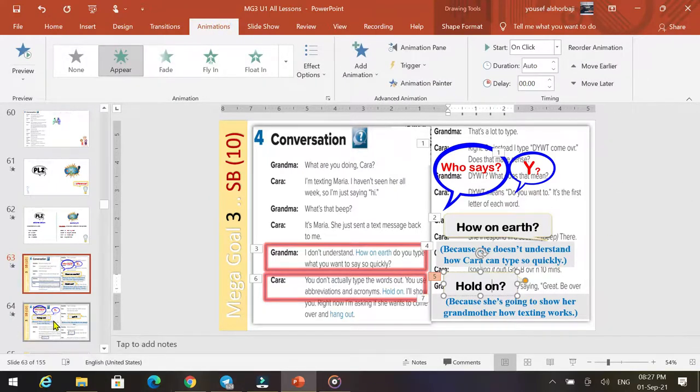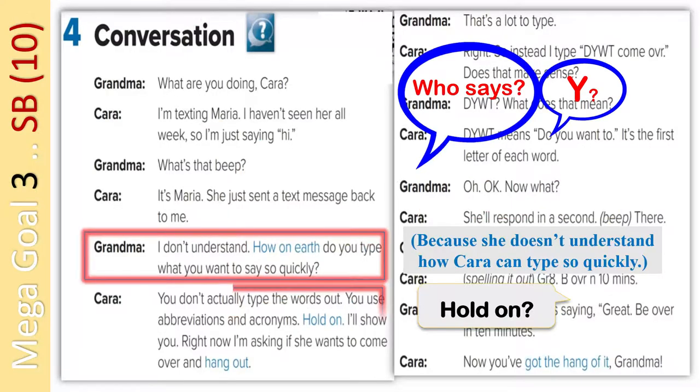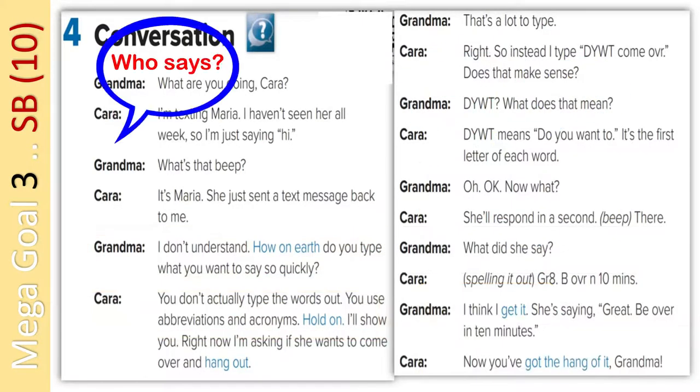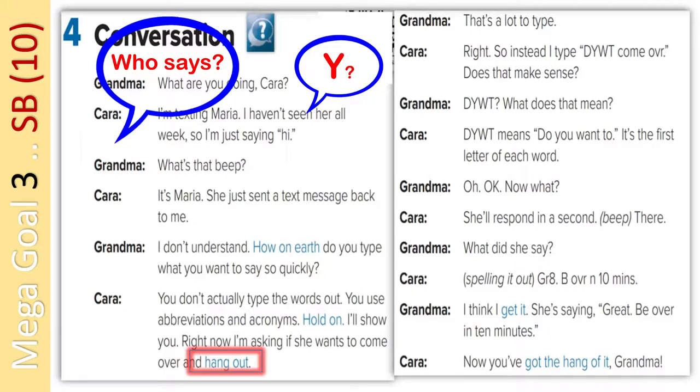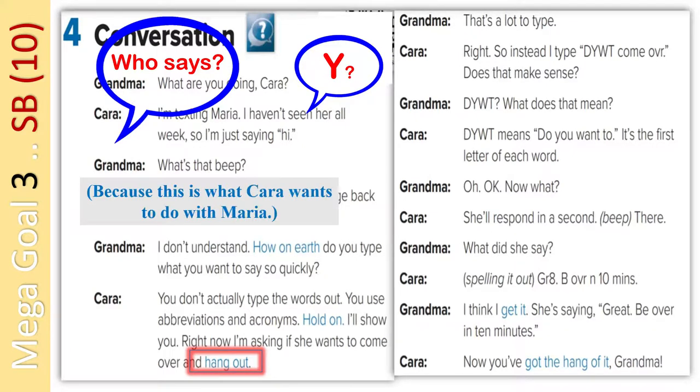Now let's move on. Another question. Who says hang out? نتسكى نتمشى مع بعض. Who said that? Is it Kara or grandmother? Grandma اختصار لgrandmother. Okay. It's Kara. Great. Another question. Why? Because this is what Kara wants to do with Maria. هنا الآن هذا الشيء اللي تبغى تسويه تبغى تخرج تتمشى معها with Maria.